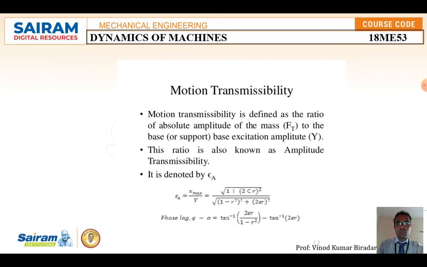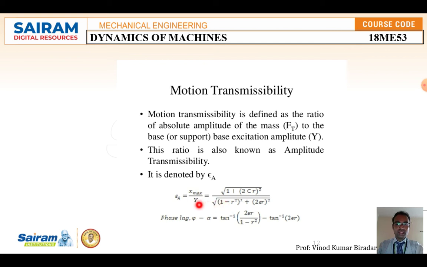Motion transmissibility is also similar. The transmission is defined as the ratio of the absolute amplitude of the mass, Ft, to the base support, that is the excitation amplitude, Y. It is also called the maximum amplitude transmissibility. So this is the equation for motion transmissibility: epsilon naught A is equal to maximum amplitude divided by the relative motion, that is the excitation amplitude Y, which is given by square root of 1 plus (2 ζ R) whole square, divided by square root of (1 minus R square) whole square plus (2 ζ R) whole square.